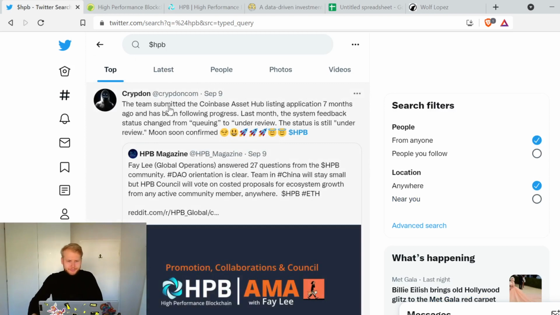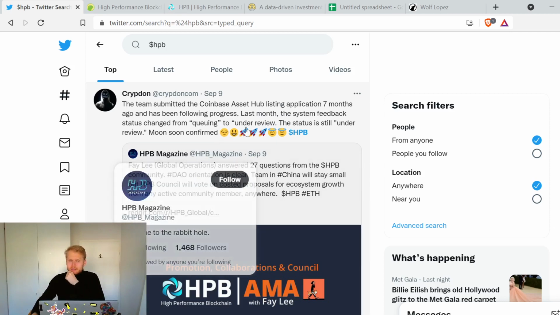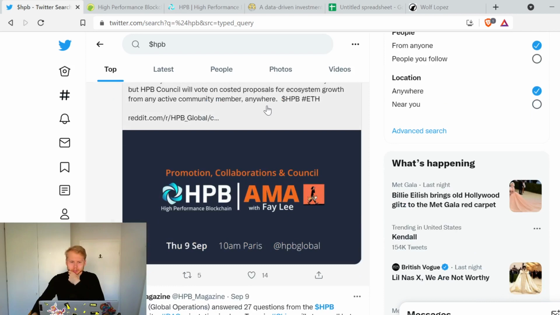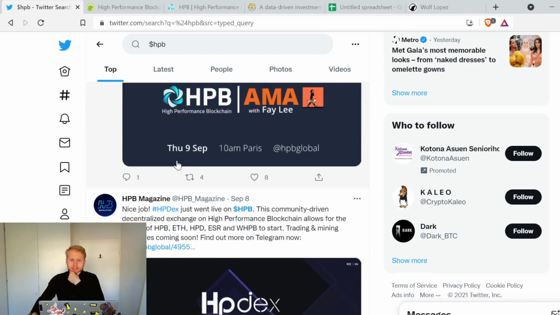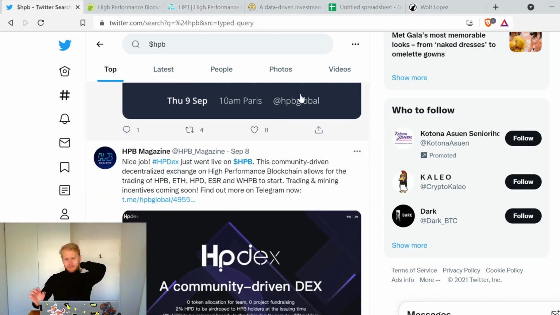So the team posted: Coinbase Asset Hub listing application 7 months ago and has been processed. Last month, the system feedback changed status from pending to under review. The status is still under review. Moon confirmed soon. So think about High Performance Blockchain on Coinbase. That would just skyrocket the price no matter the technology. A Coinbase listing for such a project is crazy.